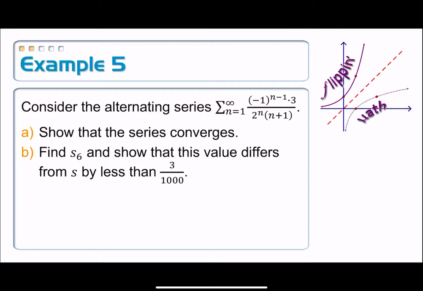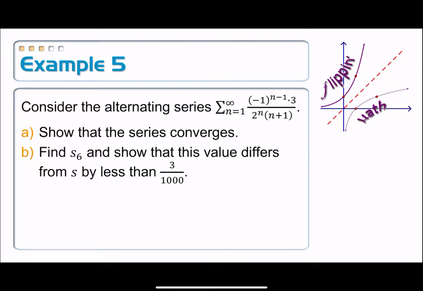All right, welcome to the final example, example 5, alternating series. We're considering this alternating series from n equals 1 to infinity, negative 1 to the n minus 1 times 3 over 2 to the n times n plus 1. We want to first, part A, show that the series converges.